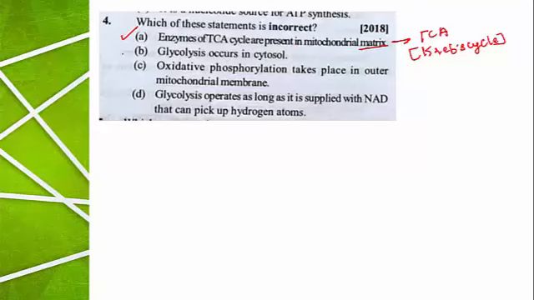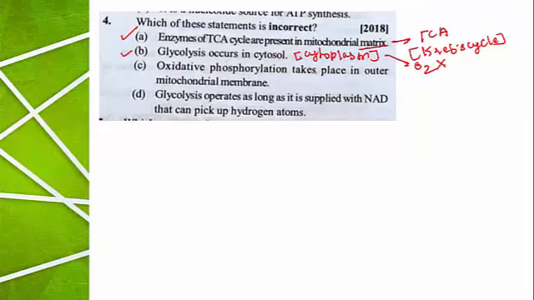Glycolysis occurs in the cytosol. Cytosol is nothing but cytoplasm. For glycolysis, oxygen is not utilized, so the site of glycolysis is cytoplasm.